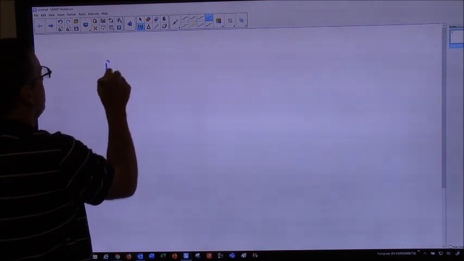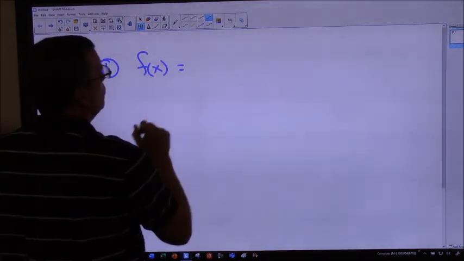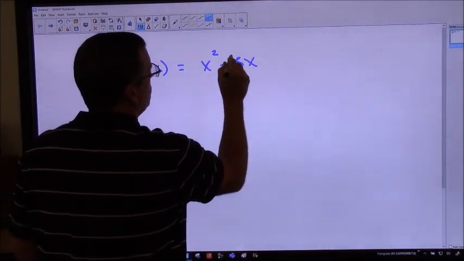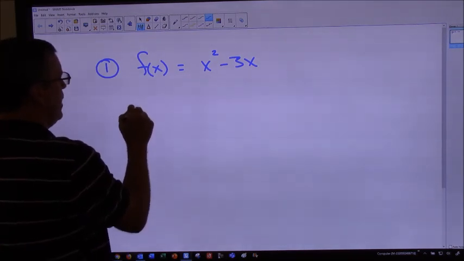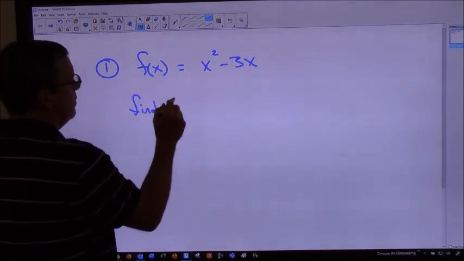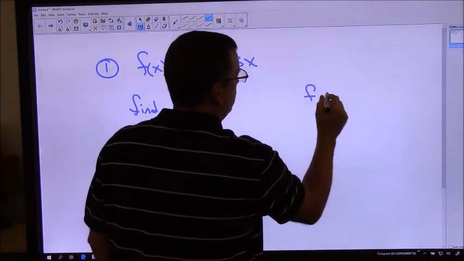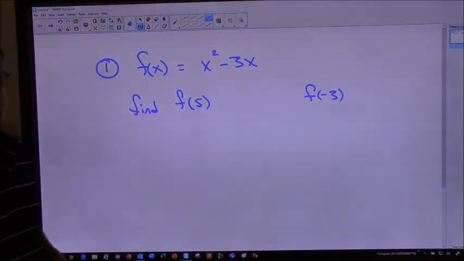Let's say that I've got a function, f of x, that is equal to x squared minus 3x. What I want you guys to do is to find f of 5 and f of negative 3. You guys go ahead and try that real quick.